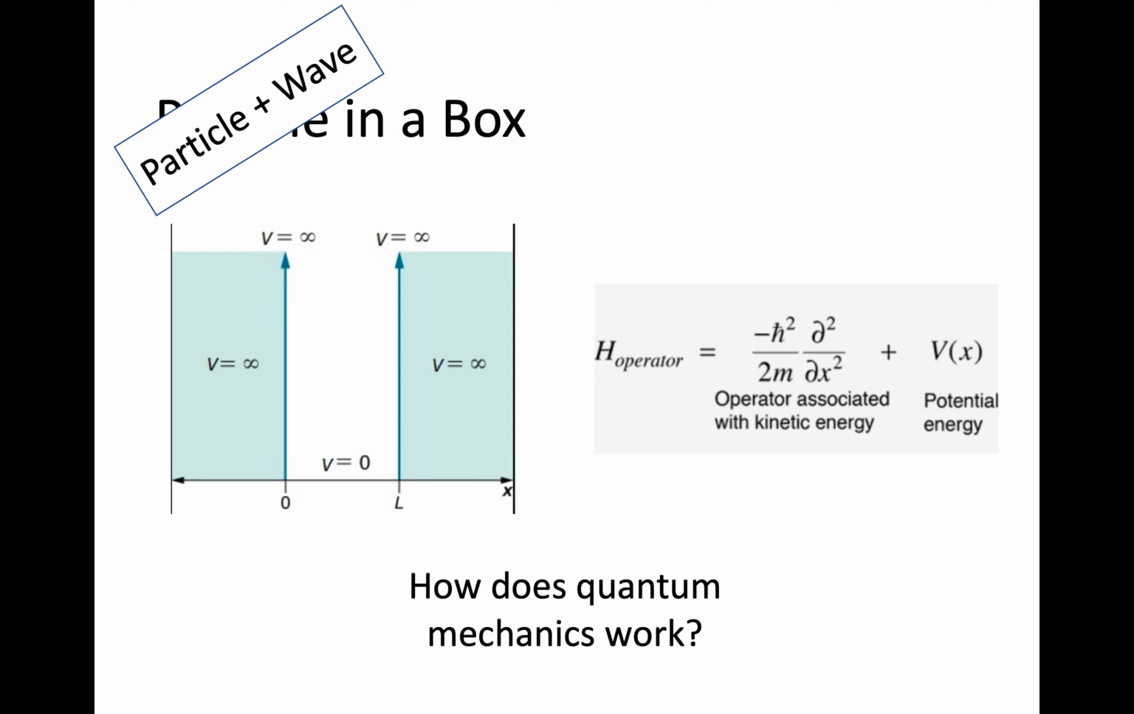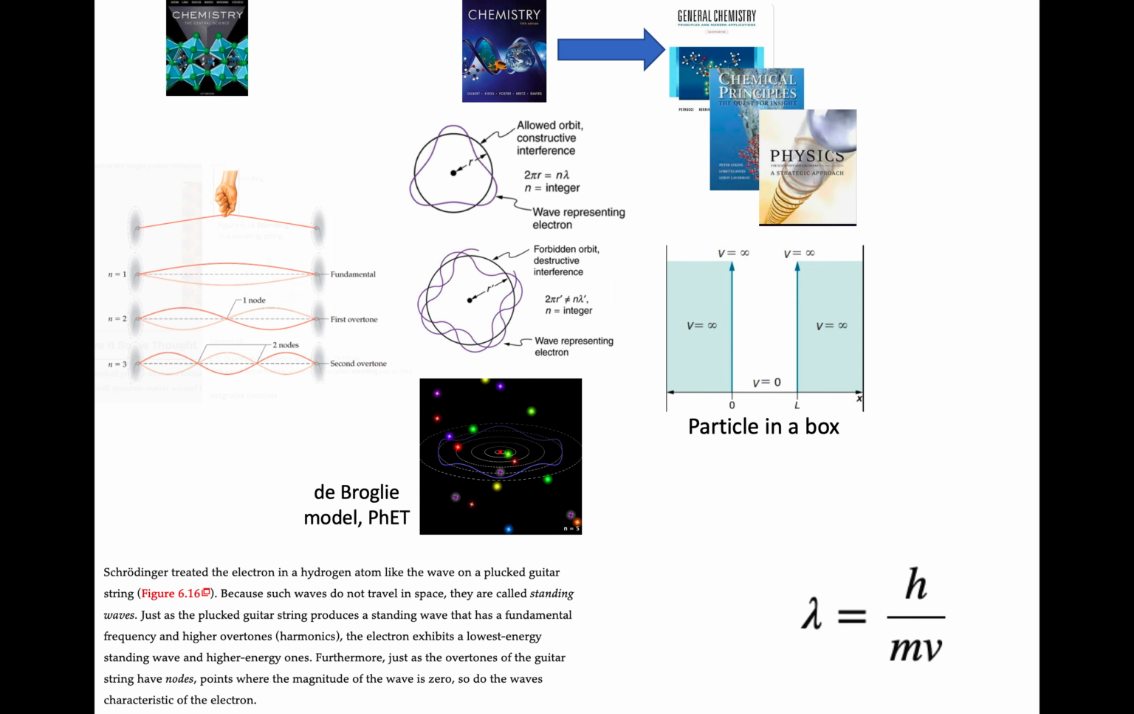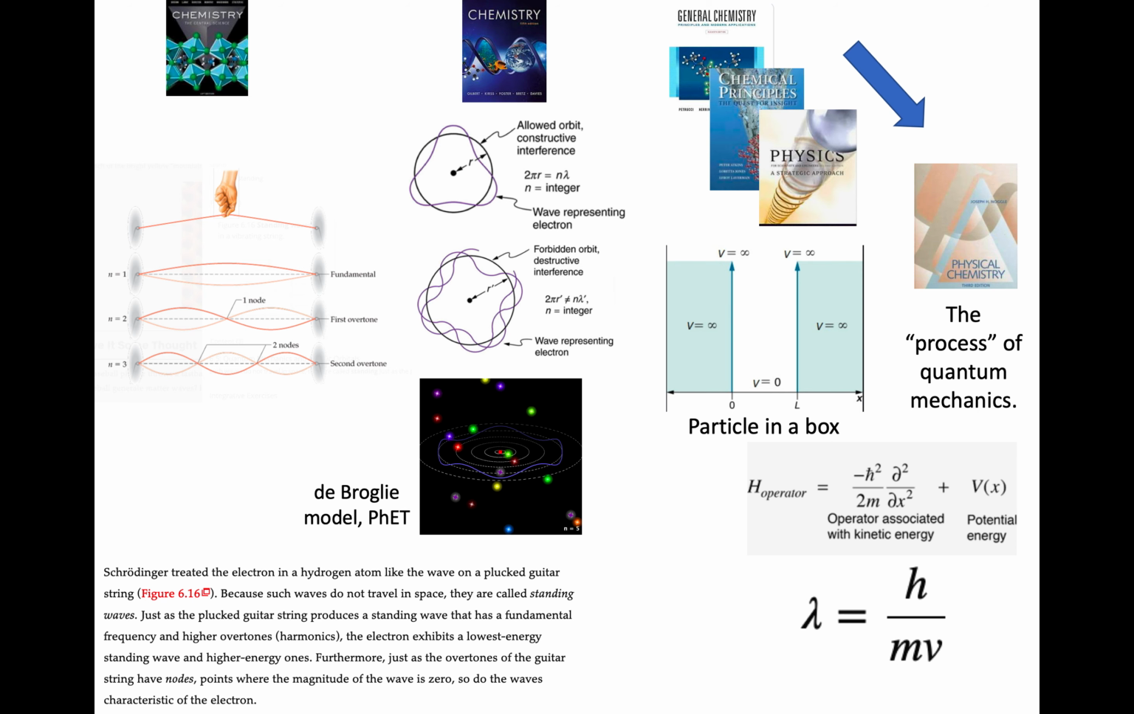So how does quantum mechanics work? In general chemistry, we look at the outcomes of quantum mechanics all the time when considering atomic orbitals, but how does it actually lead us to determine what atomic orbitals are like? In most general chemistry textbooks, there's a discussion of standing waves, and some include a particle in a box model. They all include a description for de Broglie wavelength, but we usually have to look in a physical chemistry textbook to actually see what's going on in the process of quantum mechanics.